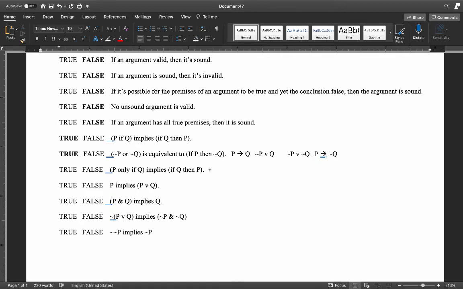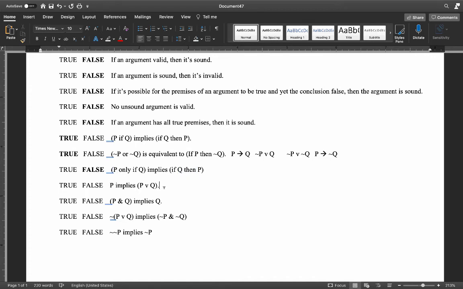Next one, P only if Q implies if Q then P. That's false. Remember, P only if Q preserves the order, so you're a sister only if you're a sibling. It says if you're a sister, then you're a sibling. But this acts as if it says if you're a sibling, then you're a sister. And that's wrong, so it's false.